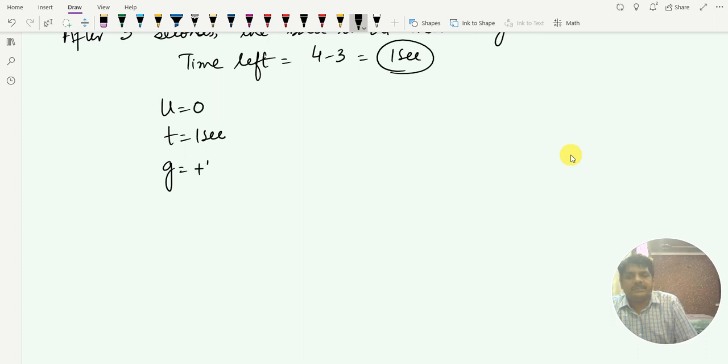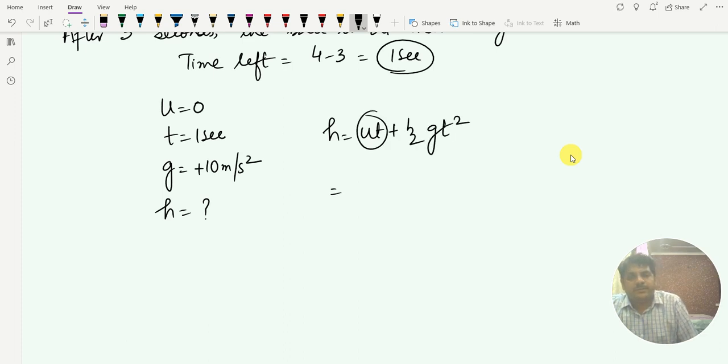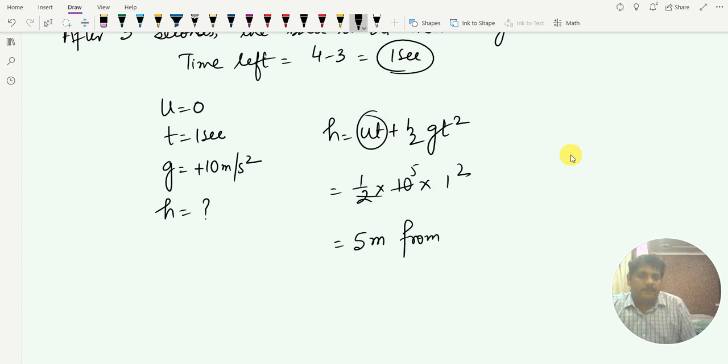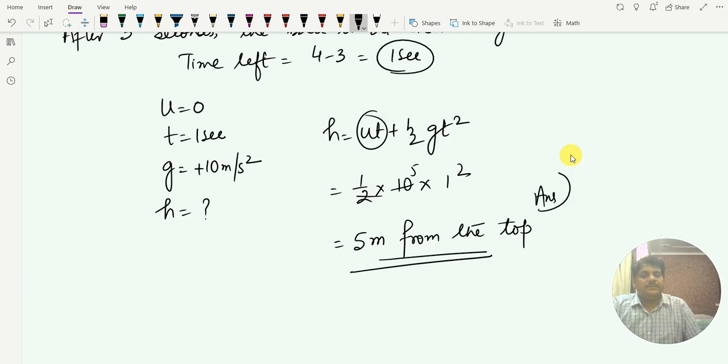Acceleration we will take plus 10 meter per second square because it is moving down, and we have to find out distance. So it is h is equal to ut plus half gt square. So ut is 0 because u is 0. So we are left with half into 10 into t square, 1 square. So it is 5 meter from the top. So this is the answer to the question.